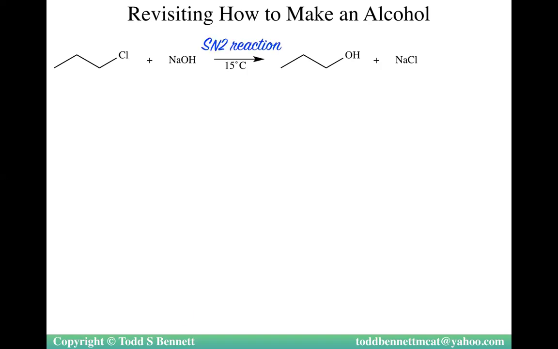But this is an SN2 reaction because it's a primary carbon. OH comes in, low temperature. As the temperature would go up and up and up, we'd start competing with an E2 and potentially run the risk of getting an alkene.